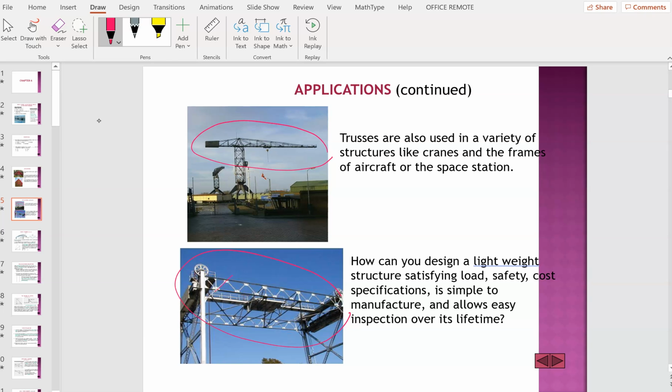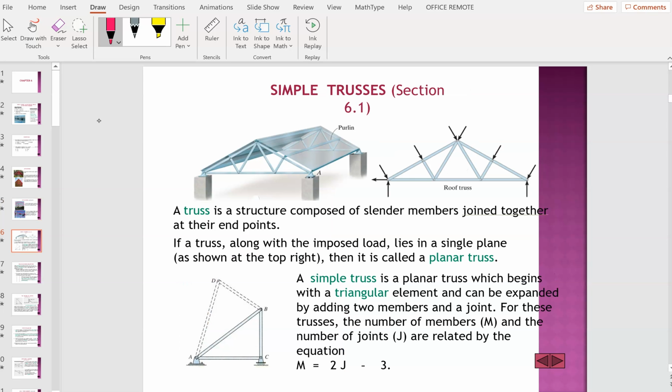Can you see here, this is also a truss made from the basic triangle. So, a simple truss. A truss is a structure composed of slender members joined together at their end points. A purlin, like in your roof, is a beam that runs across from one triangle to the other. You may have a few more triangles in the middle, so the purlin joins them all together. If a truss along with the imposed load lies in a single plane, it is known as a planar truss.